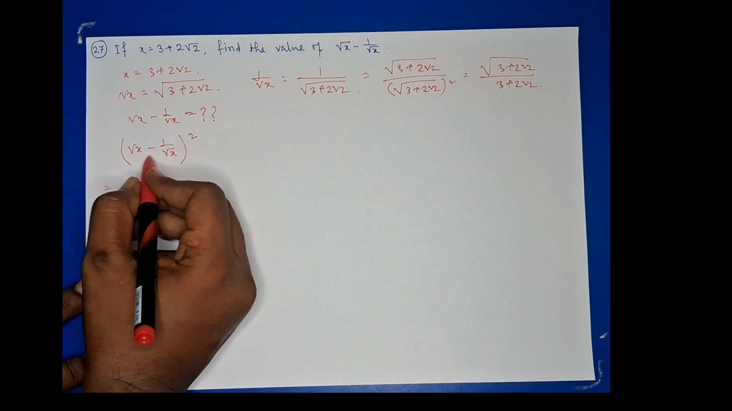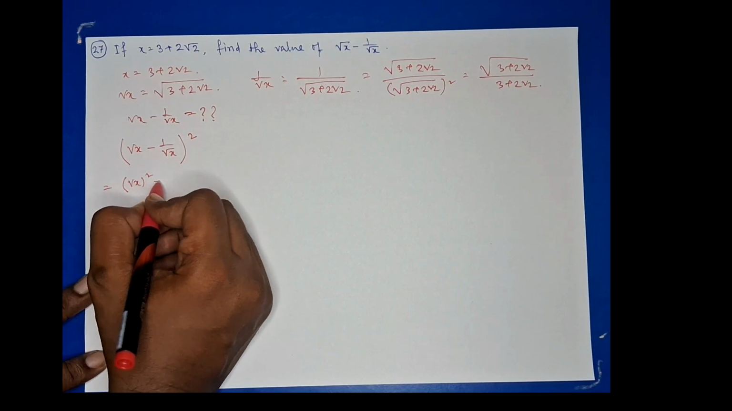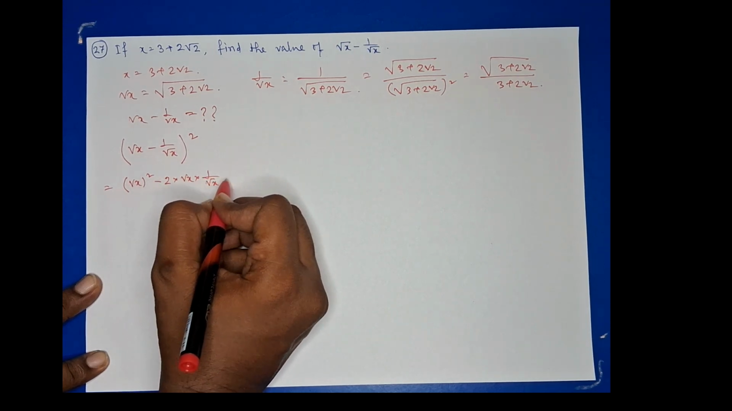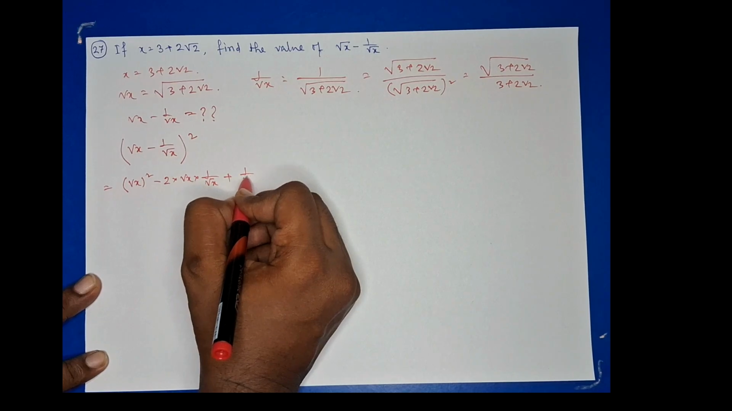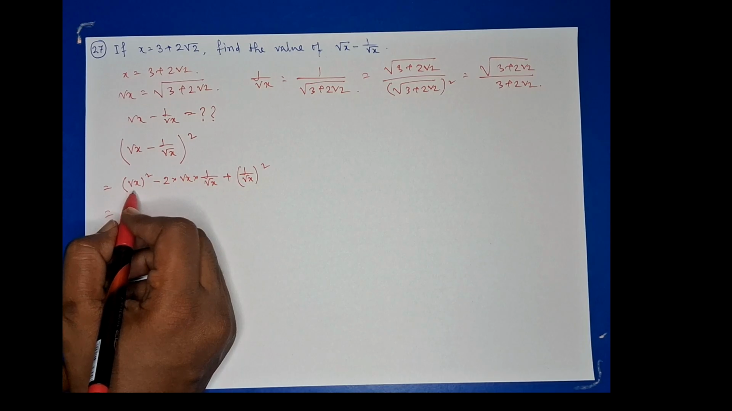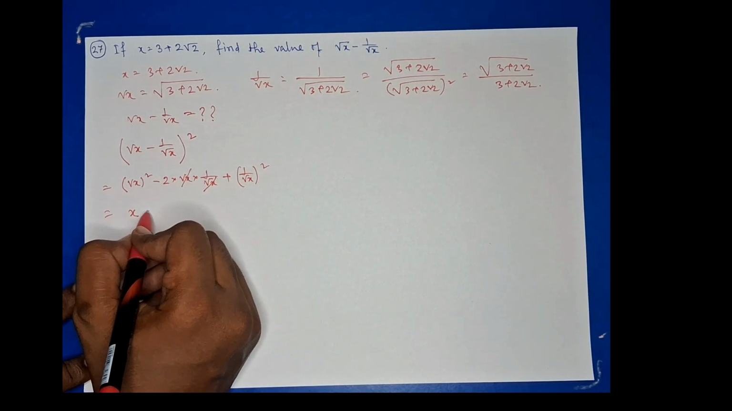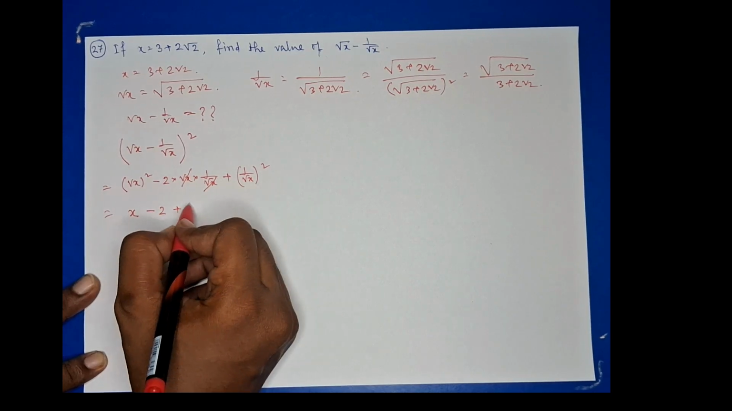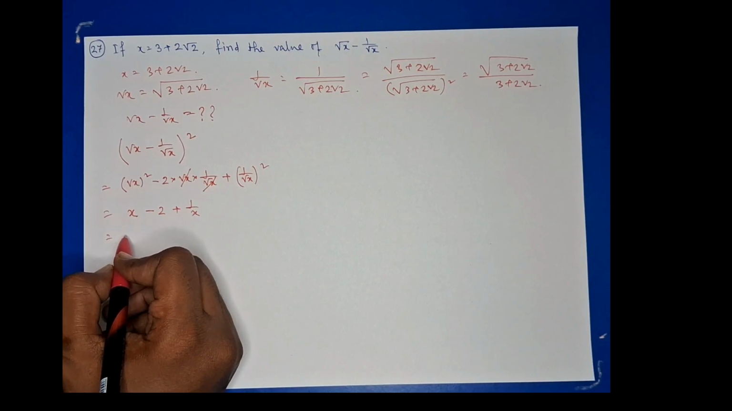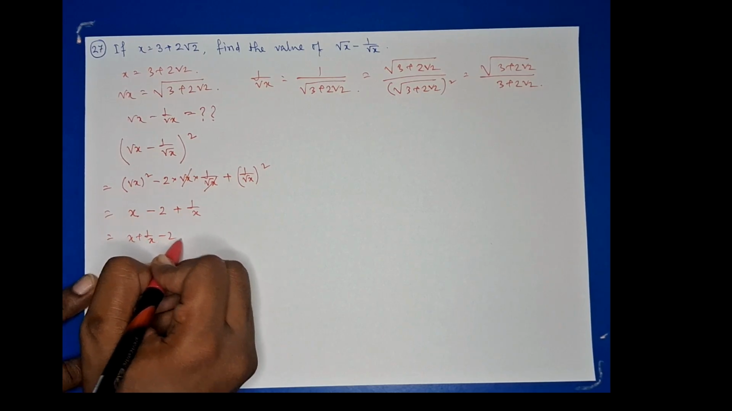This is equal to a minus b whole square. What is this? If we expand, a square minus 2 into a into b plus b square. So what is root x square? This is nothing but x, and the 2 cancels, minus 2, plus this will be 1 by x. So what we are getting is x plus 1 by x minus 2.